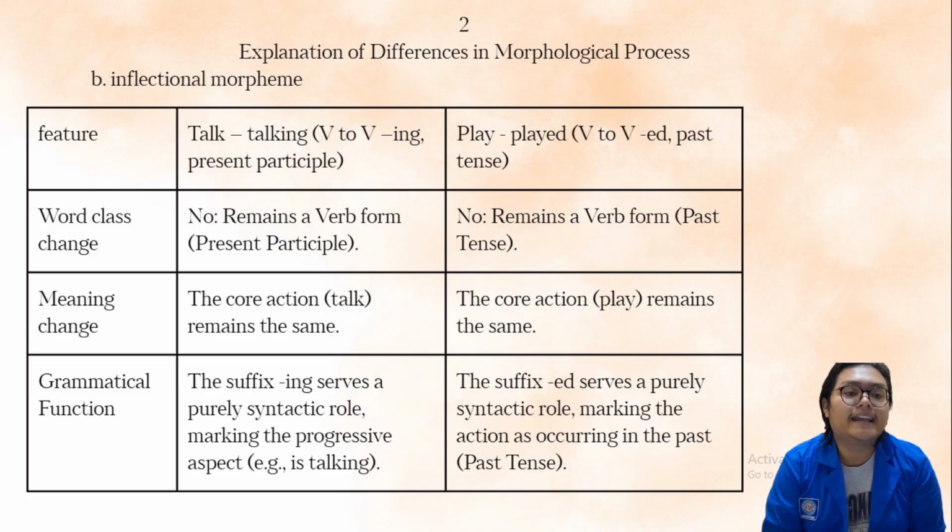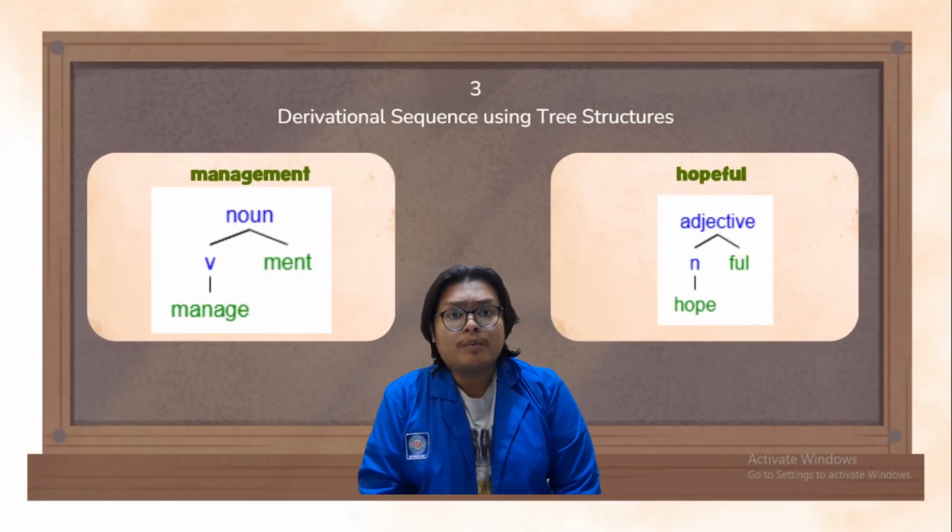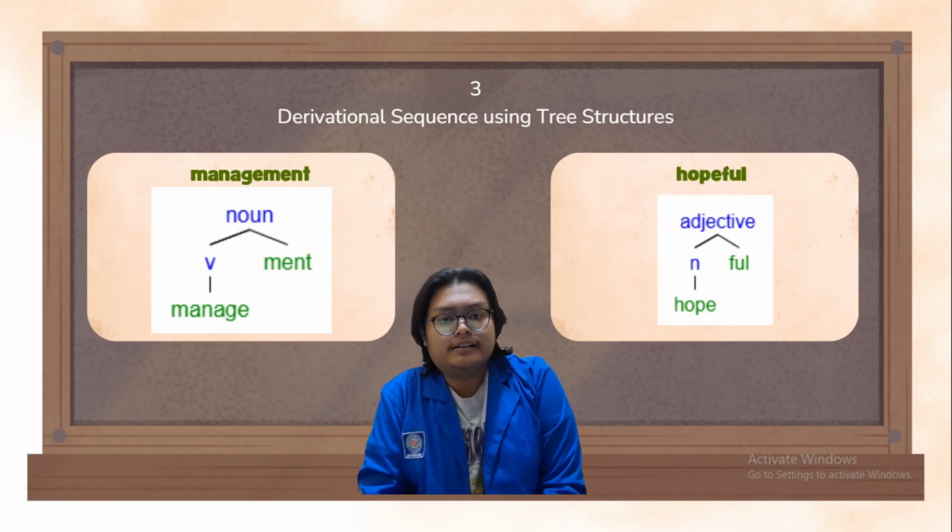In the word played, does it change the word class? No. It remains a verb, in the past tense. Meaning change? The core action play remains the same, but in the past tense. Grammatical function. The suffix ed serves a purely syntactic role, same as the suffix ing, marking actions occurring in the past tense. So we move to what to do, number 3.